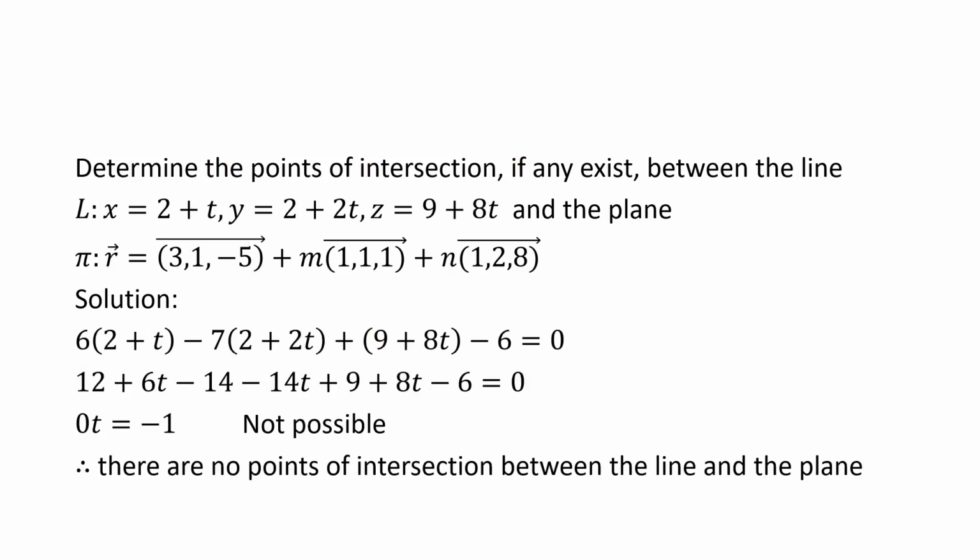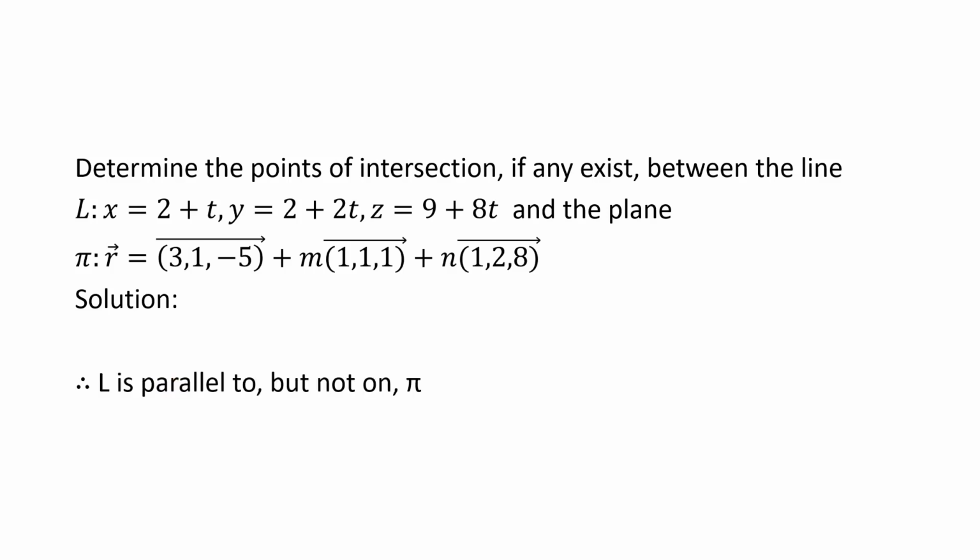Well, when we do all that work, we end up with the equation 12 plus 6t minus 14t plus 9 plus 8t minus 6 equals 0. When we collect up all our like terms for t, we get 0t. And when we move the constant terms to the other side, we get equal to -1. So 0t equals -1. Well, we know that that's not possible. You can't multiply a number by 0 and get -1. So since we've come up with an impossibility, that means there are no points of intersection between the line and the plane. So L is parallel to, but not on, the plane pi.